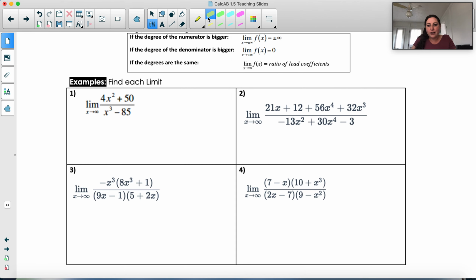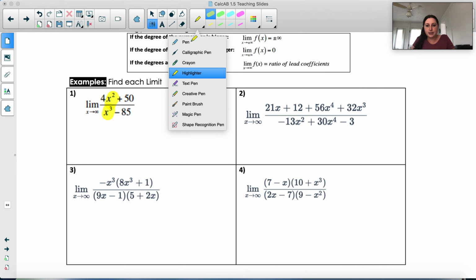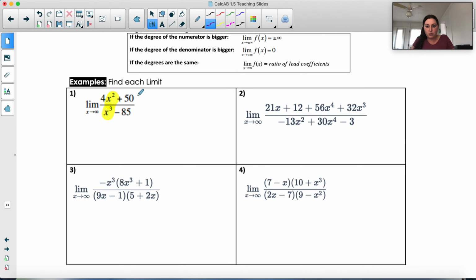Okay, so we've got a limit to infinity. We want to identify the biggest degree in the numerator and the denominator. In the numerator, we've got x squared. In the denominator, we have x to the third. Since the denominator's degree is bigger than the numerator's, the limit is 0. You don't have to show any work. That's it.